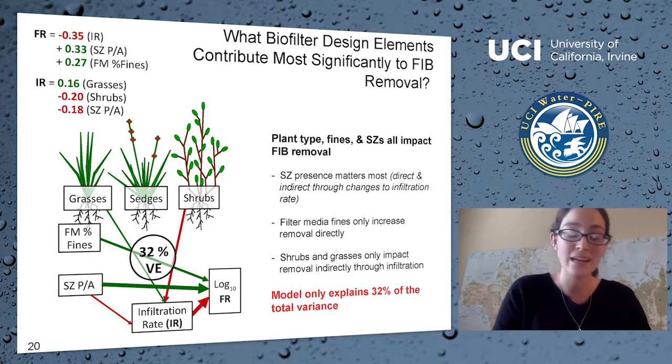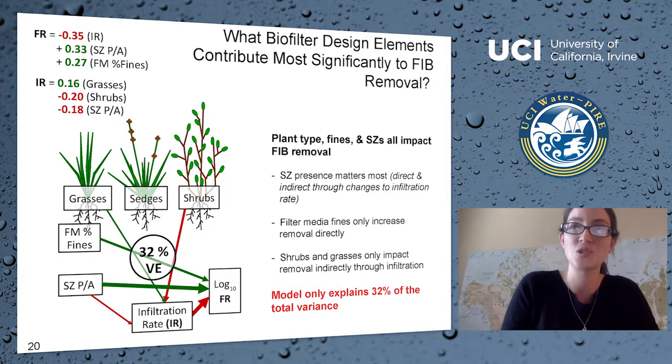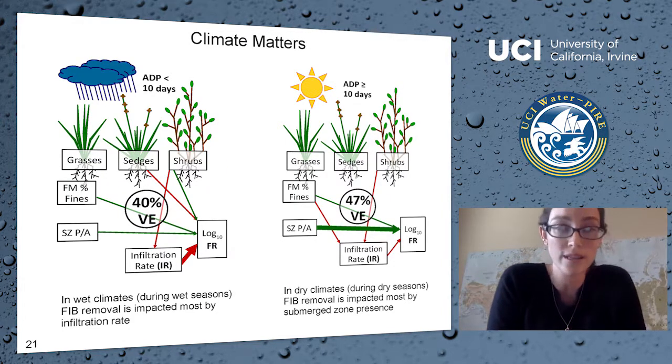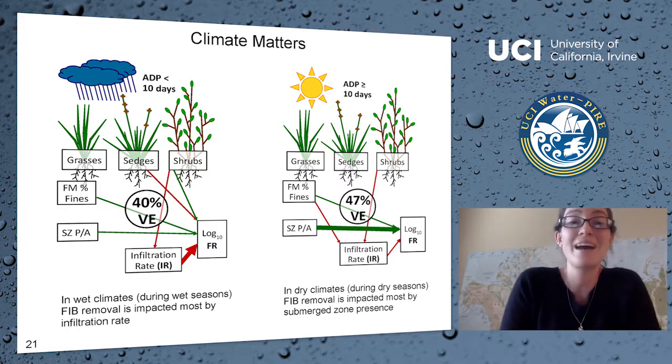An important thing I need to point out is that the model is only explaining about 32% of our total variance. This could be because, at heart, these are biological systems, so there's a lot of variability underlying these linkages. However, it's also possible and likely that we're missing model components. And a really likely one, of course, is climate. So if we move on to slide 21, I want to point out that climate matters.